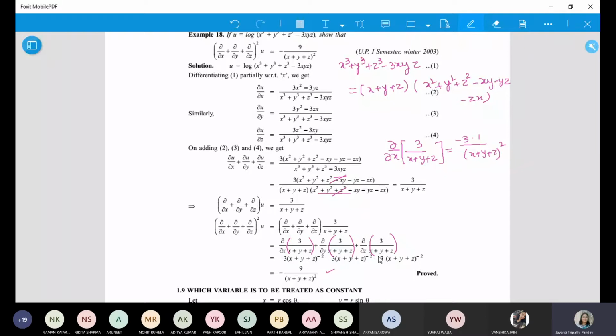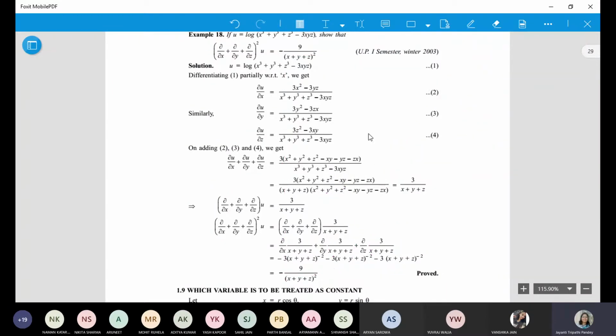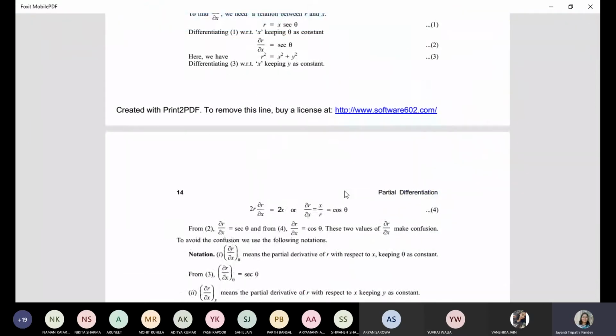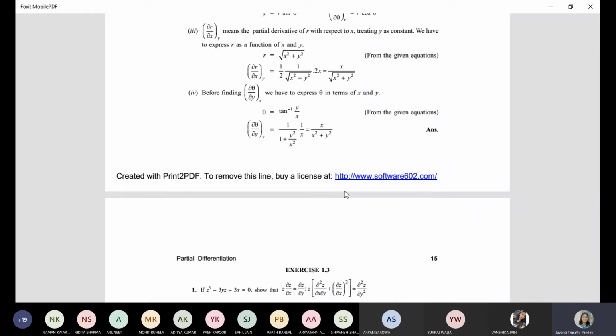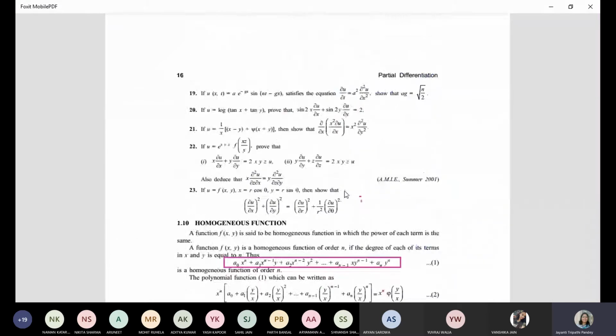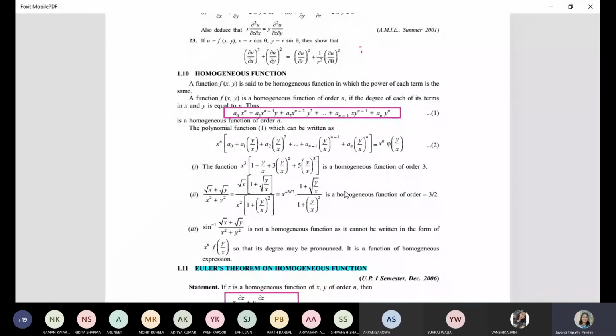Okay, fine. So now if this is clear, I want to proceed to another system or another structure that helps us in solving the partial differential equation, and that is homogeneous part. I want you to understand the definition of homogeneous equation. A function is said to be a homogeneous function in which the power of each term is the same.